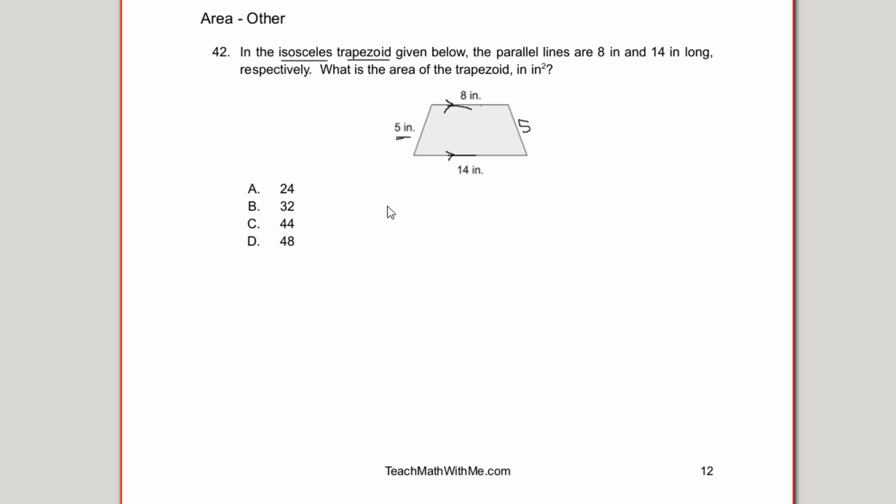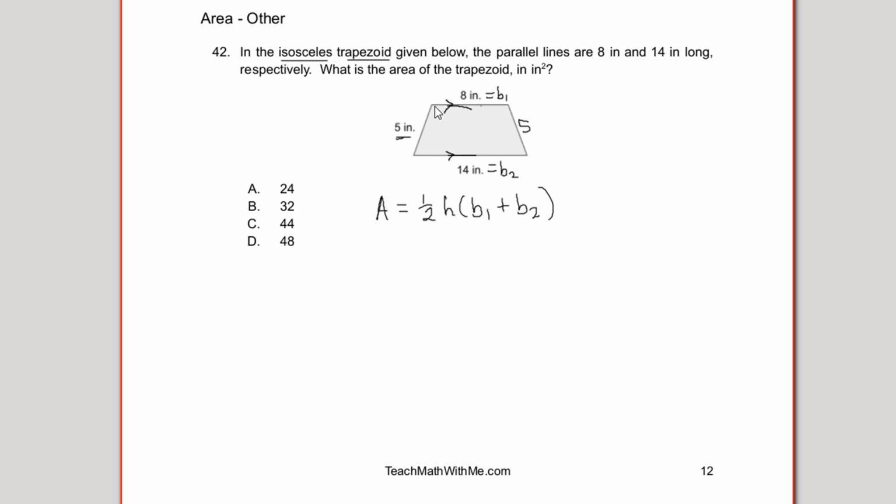We need to be familiar with the formula for the area of a trapezoid. It is going to be 1/2 times the height times B1 plus B2. And what's B1 and B2? We can name these in any order. It doesn't matter. If I say that's B1, then that's B2, or this could be B1 and that B2. It doesn't matter. We're adding them.